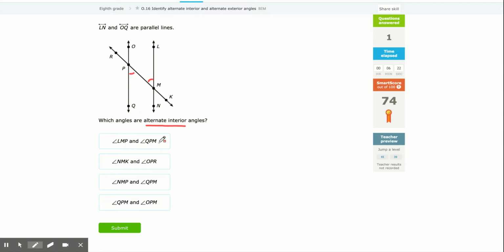So is this right here QPM? It is. Actually, this one is the right one. Right off the bat, we caught the right one. So it's going to be this one, because that's the two that I marked. If it wasn't, then I would try the next one. If that didn't work, I'd try the next one.